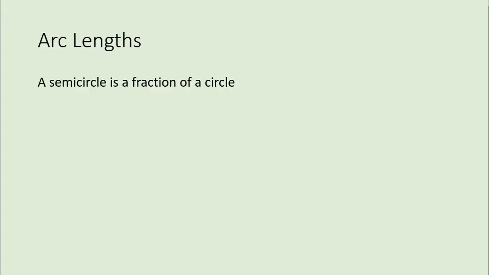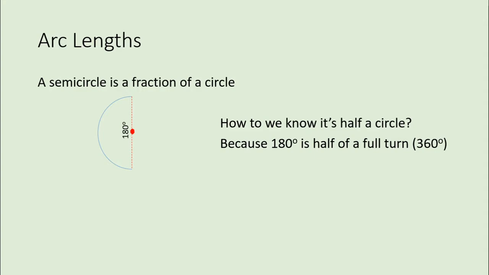So when we're talking about arc lengths, like a semicircle, for example, that's a fraction of a circle. Now, how do we know that it's half a circle? Well, we could show that by marking the center of where the circle would be and drawing the radius from that center out to either end of the arc. And in the case of a semicircle, we've drawn a straight line. That is, those two radii have 180 degrees between them. And 180 degrees is half of a full turn.